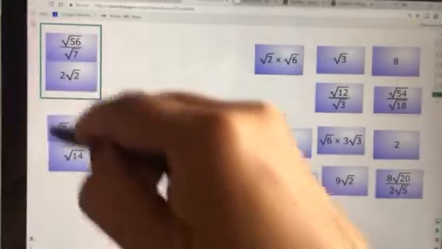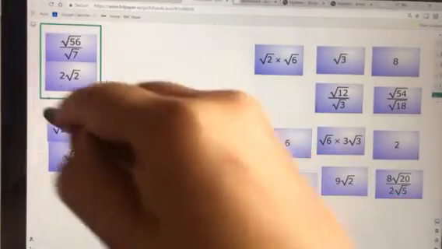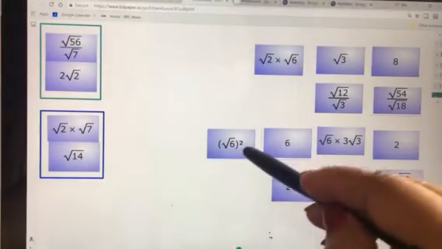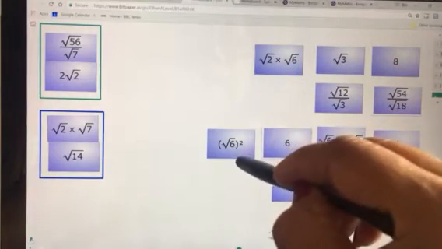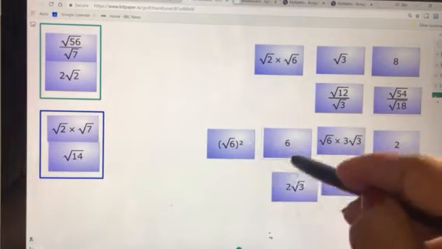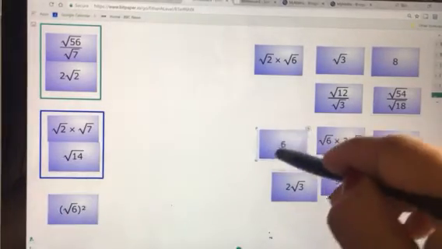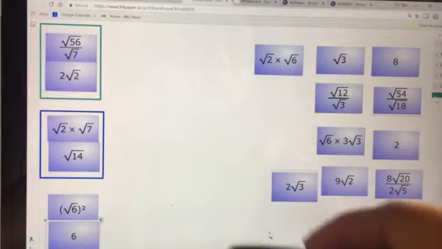And there you are. Now what about the next one? So we have square root of 6 squared. Square root of 6 squared is just 6, and conveniently the 6 is next to it, so we're gonna put them together there.